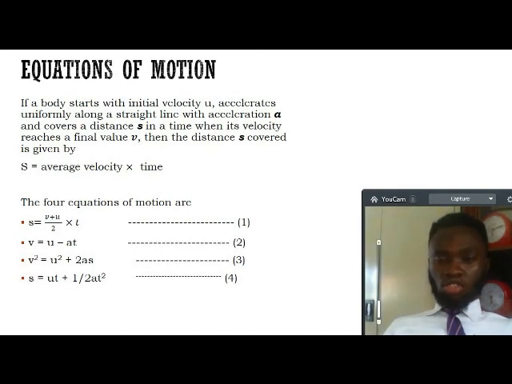You can use these equations to solve calculation problems on equations of motion. When you check the questions and look at the variable that is missing in the question, you can use that to decide which equation to use to solve and get your answer.